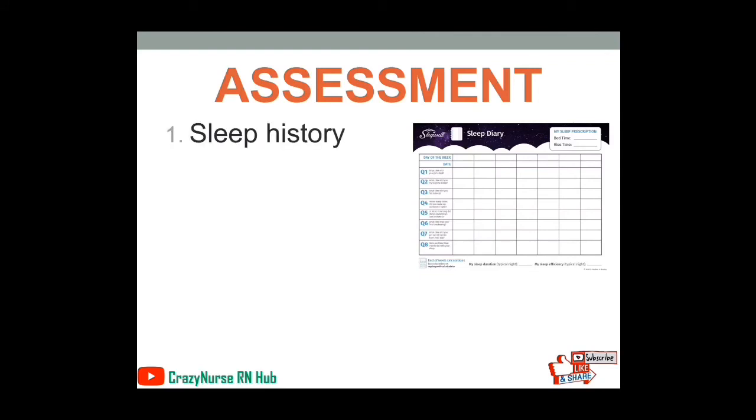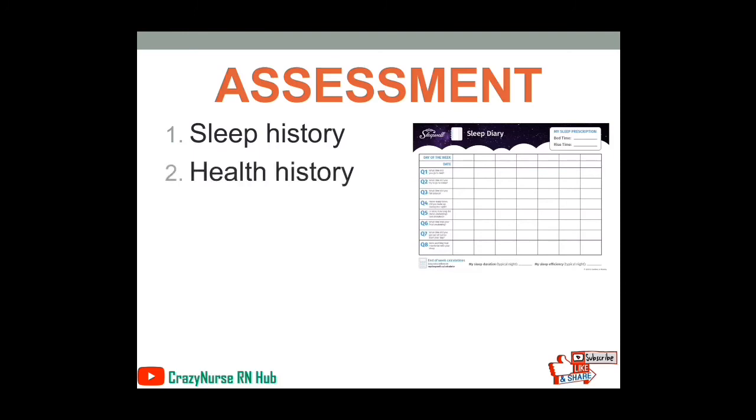For sleep history, a brief sleep history, which is usually part of the comprehensive nursing history, should be obtained for all clients entering a healthcare facility. It should, however, be deferred or omitted if the client is critically ill.